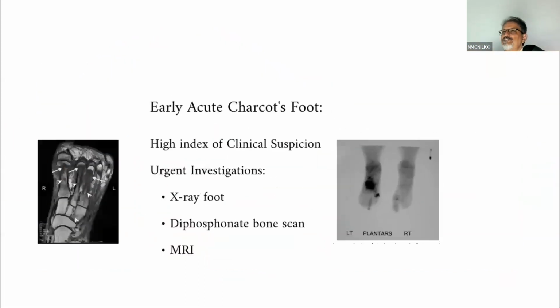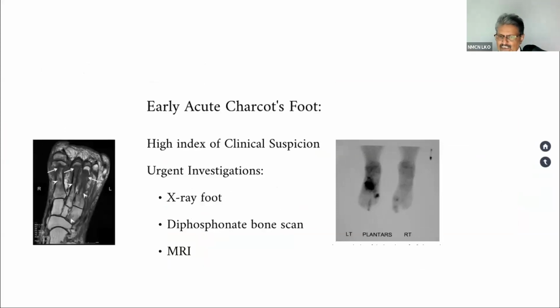Now, what should I do when I see an early acute Charcot foot? A high index of clinical suspicion is needed. Urgent investigations, what should be done? Dynamic X-ray, weight-bearing X-ray. You should never ask the patient to lie on the table. AP and lateral views have to be taken with the patient keeping the foot on the plate, standing, weight-bearing. Generally, you will pick up all these things.